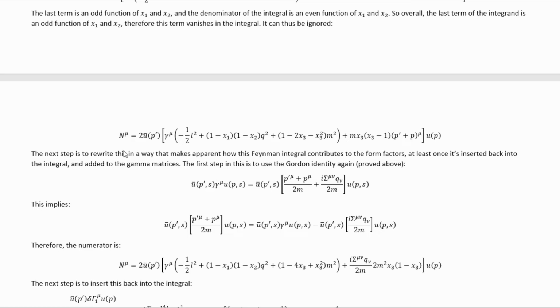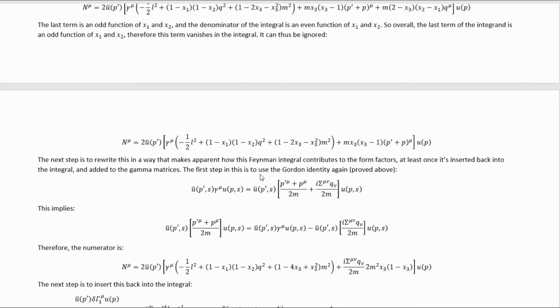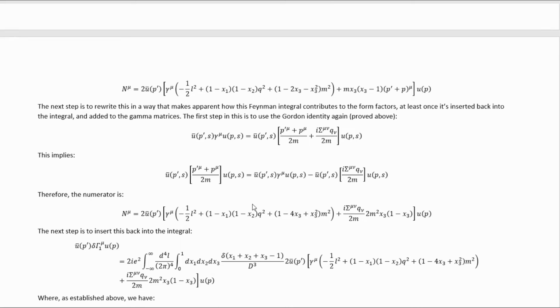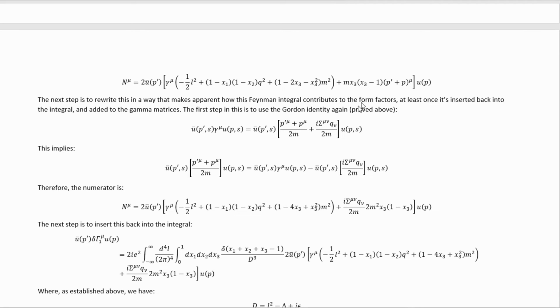The next step is to rewrite this in a way that makes apparent how this Feynman integral contributes to the two form factors, at least once it's inserted back into the integral and added to the gamma matrices. The first step in this process is to use the Gordon identity again. Remember, we proved it above in that box. This identity implies this rearranged version of it, and then we can insert it, basically replacing this p prime plus p part there with the gamma matrices and this sigma matrix there.